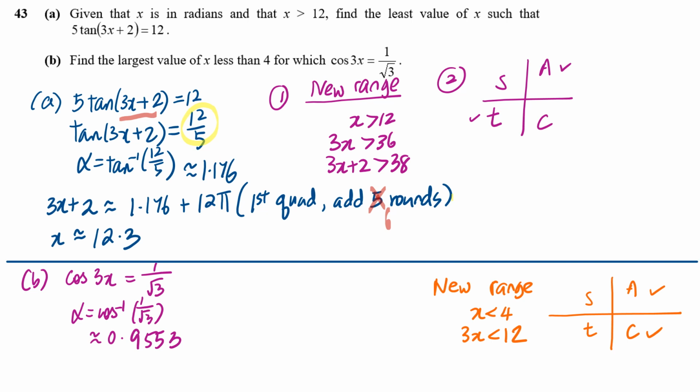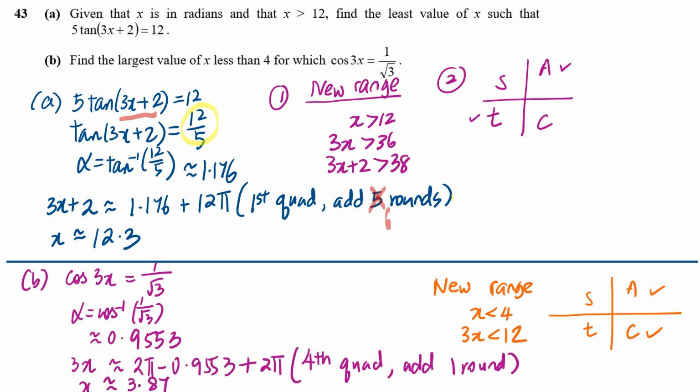For part B, if you want to find the largest value of x, you don't take from the first quadrant, you take from the fourth quadrant instead. Right, you take from the fourth quadrant, which is 2 pi minus alpha. And then how many rounds must you add? You actually add only 1 round.